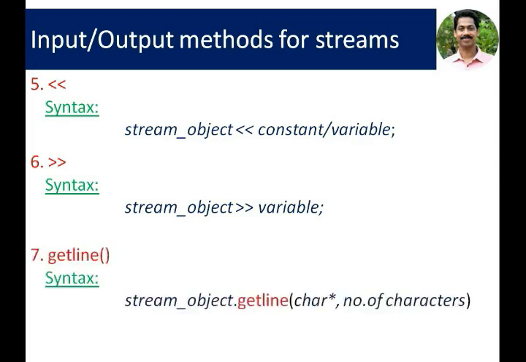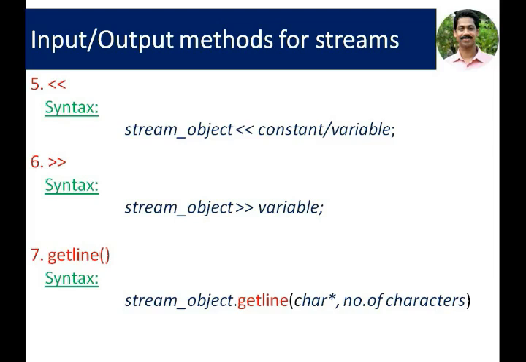This is getline. We can read a complete line by mentioning the number of characters, and that set of characters will be stored into a character pointer, a character array. The character array name is given as a parameter. So the file object must be opened in input mode because it is a getline function. The data is to be retrieved from the file line by line.